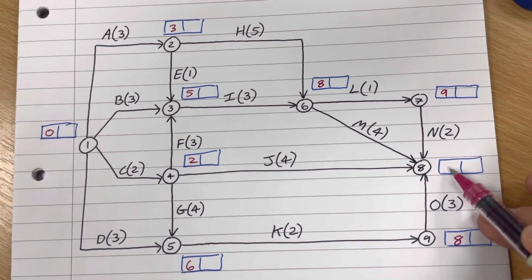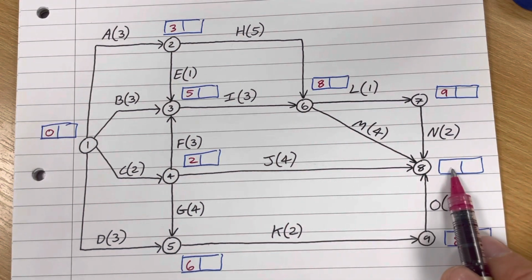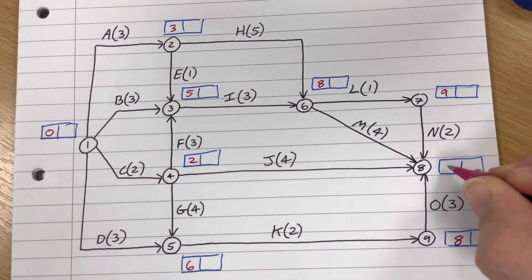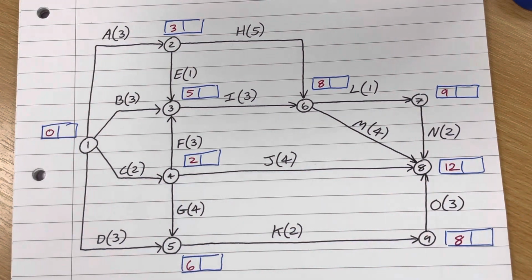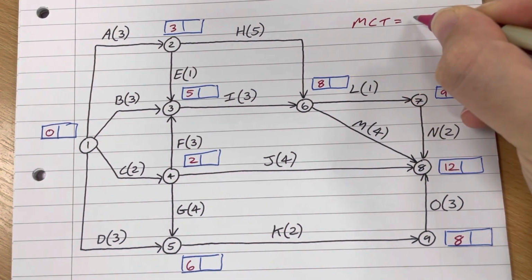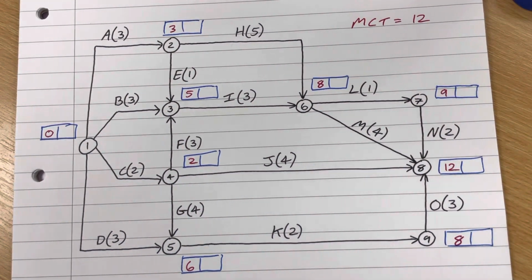9 plus 2 is 11. 8 plus 4 is 12. 2 plus 4 is 6. And 8 plus 3 is 11. So the biggest of those is 12. Okay, that ends the forward pass. And if you wanted to, you could state at this point that the minimum completion time is 12 days, minutes, whatever. Okay, now the backward pass.